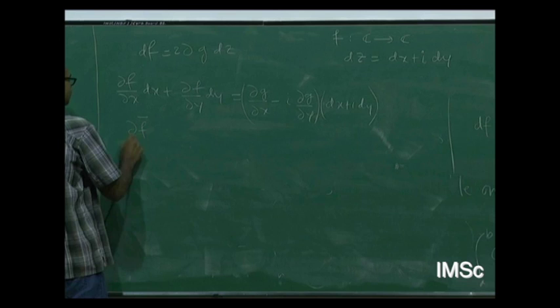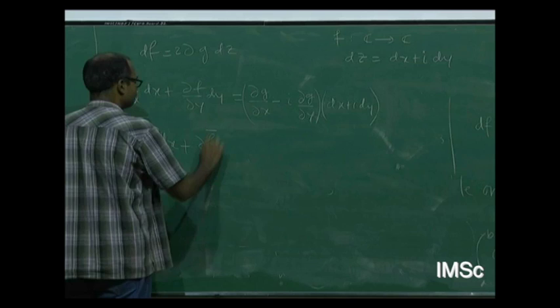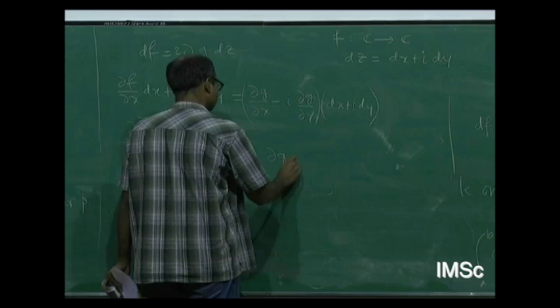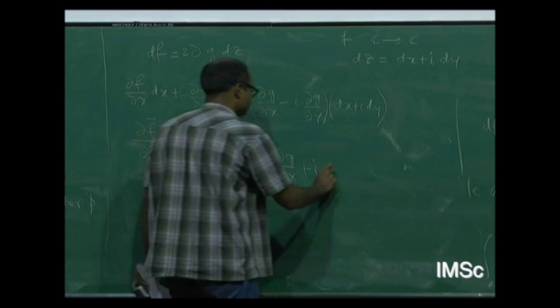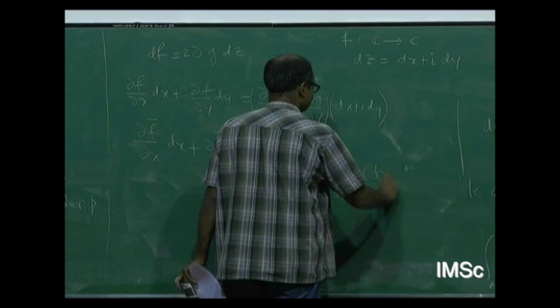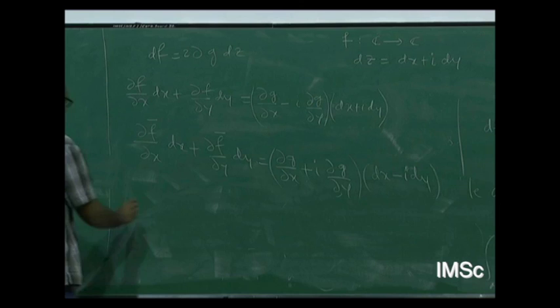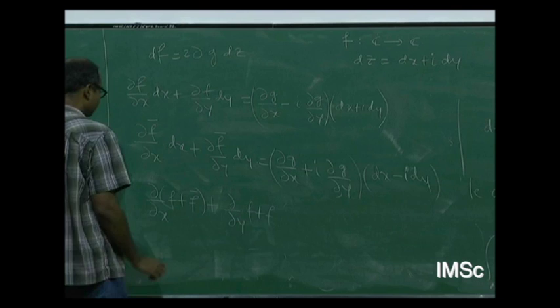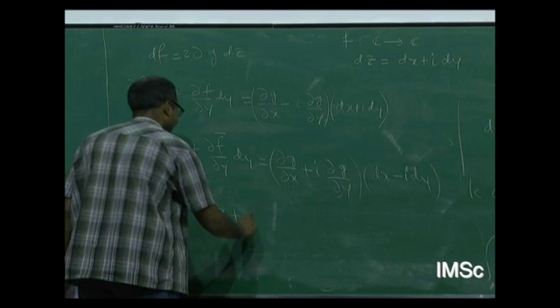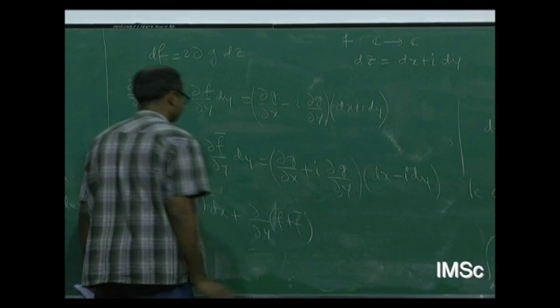Also, taking conjugate functions, you can write del f bar del x dx plus del f bar del y dy is equal to del g del x, and g is real valued, so there is no conjugation, but this is really a real and imaginary part, so this conjugate will be plus i del g del y. Now if I just add these two things, then I have del del x of f plus f bar dx plus del del y of f plus f bar dy.